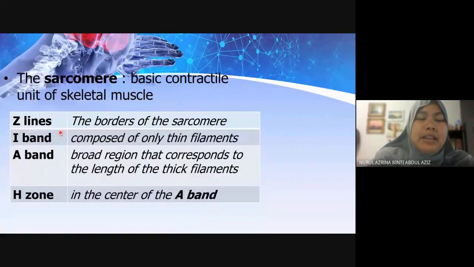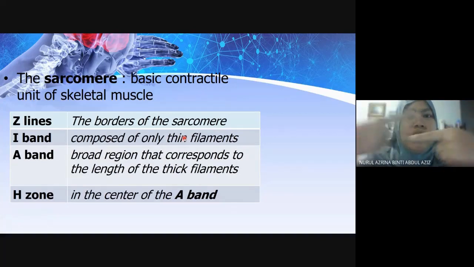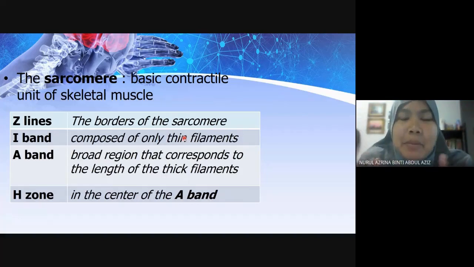Okay, next one. I-band. I-band is the area that is composed of only thin filament. I-band ialah kawasan yang hanya dipenuhi ataupun diduduki or occupied by only thin filament. No overlapping. Kawasan yang tak ada overlap. Thin and thick filament, no overlapping. Kawasan tu hanya ada sepenuhnya of I-band. Remember what is I-band? The area that is composed of only thin filament.